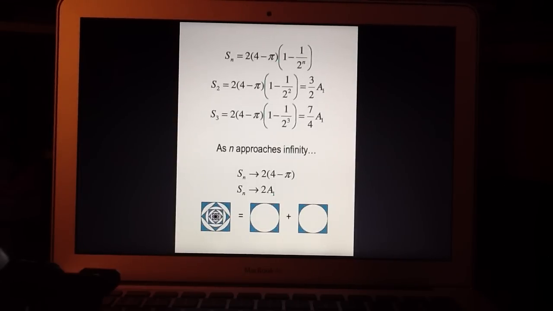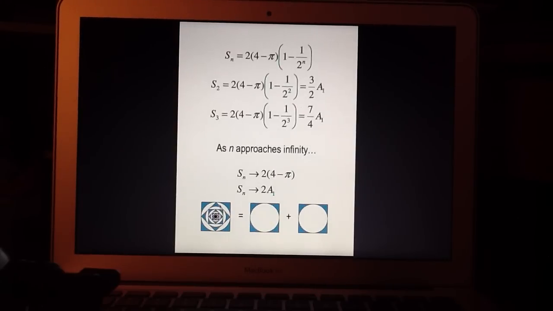So you'd have 2 times 4 minus pi times 1 minus something that's really, really close to 0. So as n approaches infinity, s sub n approaches, does not equal, approaches 2 times 4 minus pi. That's exactly what I predicted would happen. It turns out that as n approaches infinity, the total shaded area approaches, but never equals, 2 times a1. So, I guess you could kind of achieve 2a1, you just have to do it forever.